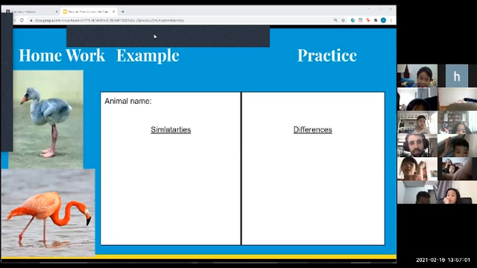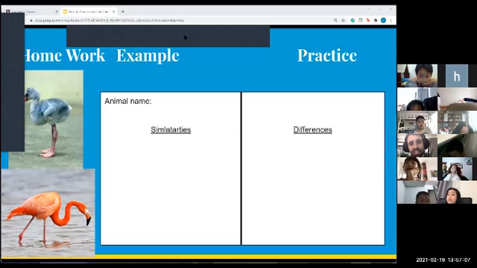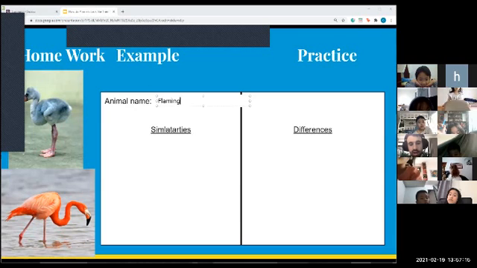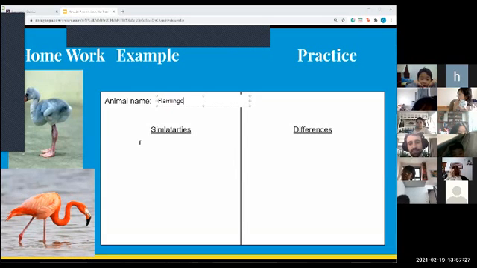So what you would do is first you want to write your animal's name. You can do this on any sheet of paper. Let me get a text box here. And you're going to type in the name of your animal. I chose a flamingo. And then all you have to write is the similarities and the differences. Remember, similarities means the same and differences mean something that is different.